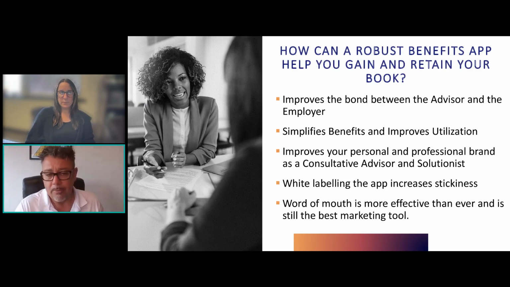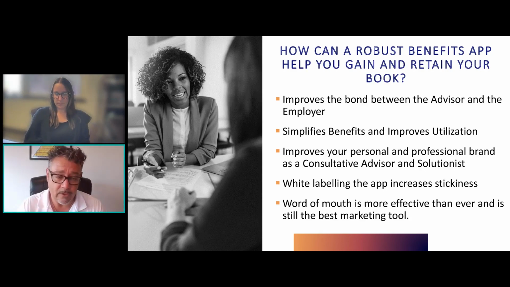So how can a robust benefits app help you gain and retain your book? In a very similar way, like letting someone take the keys to a car and go for a test drive, allowing them to see it, allowing them to see that firsthand. If you have that on your own phone, allow them to see it. It can oftentimes be the differentiator for you. And with an employer looking at options that are out there, if they're choosing between the various brokers, that can be a powerful resource and a powerful tool to win a group.